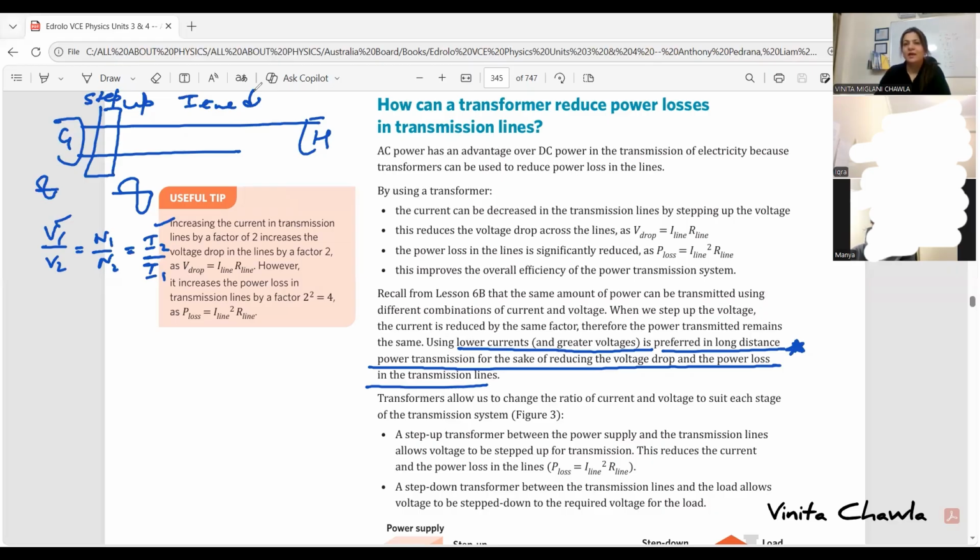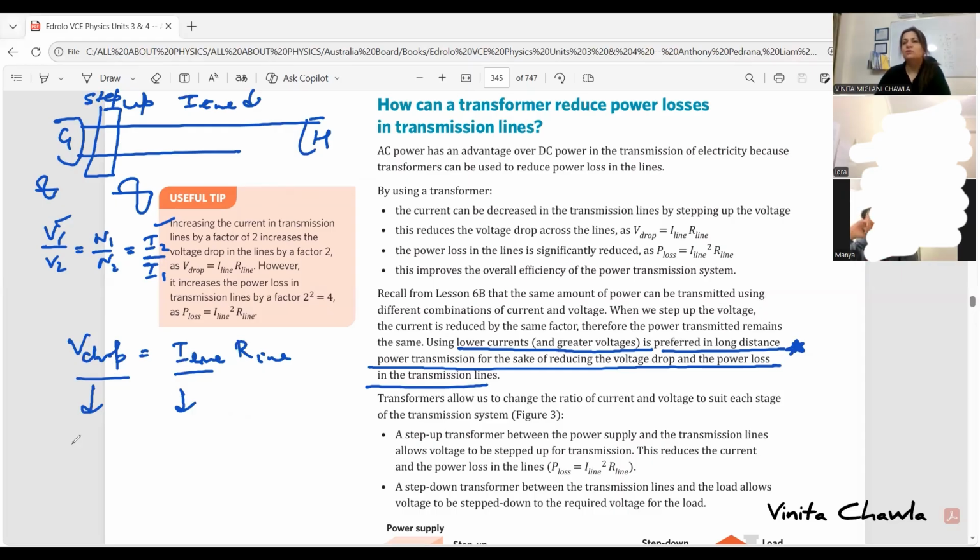Right? And if I line is decreased, what is voltage drop? Voltage drop is I line times R line, Ohm's law. So if I line is decreased, the voltage drop across the lines will decrease. So we are decreasing the current in long distances. Why are we decreasing the current? To decrease the power losses.